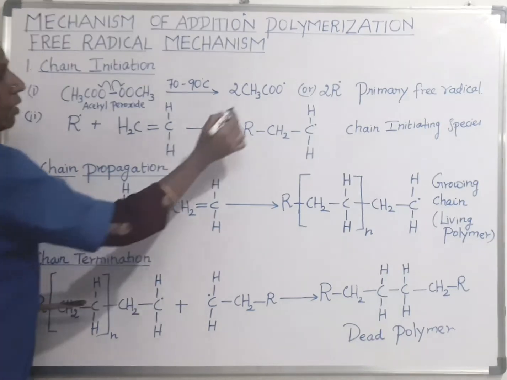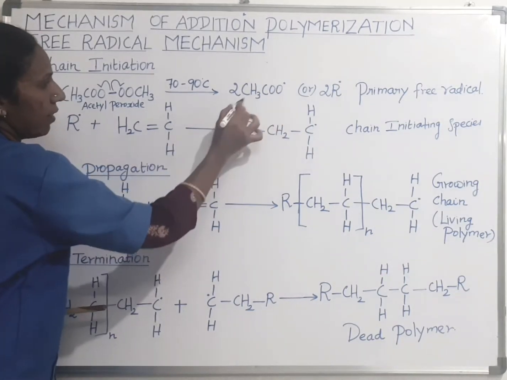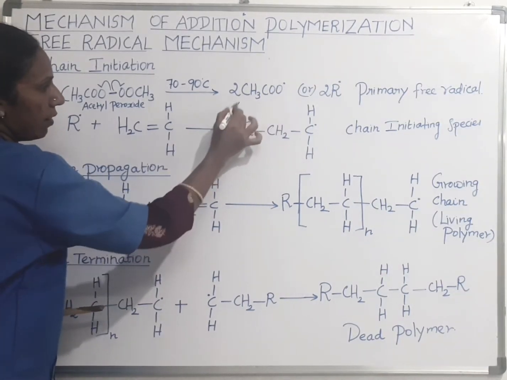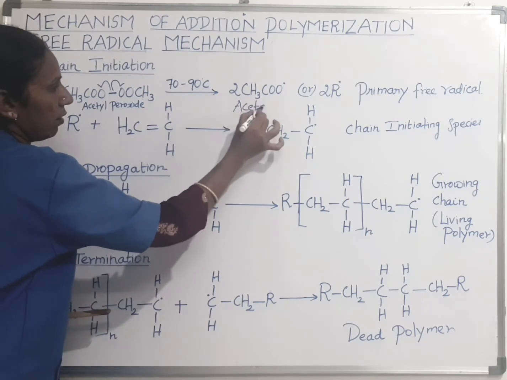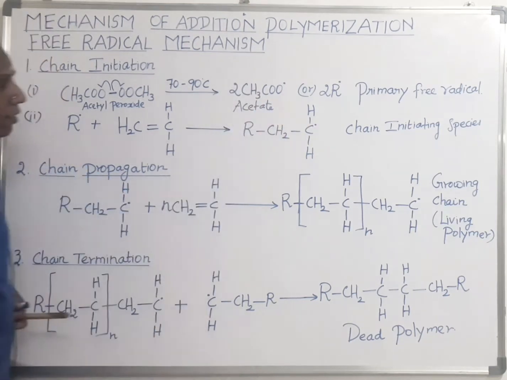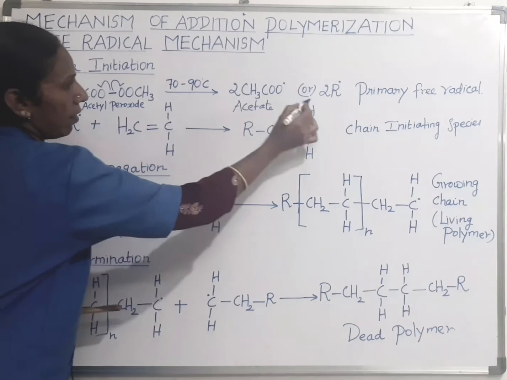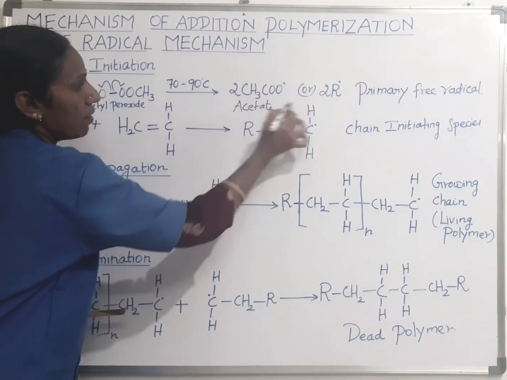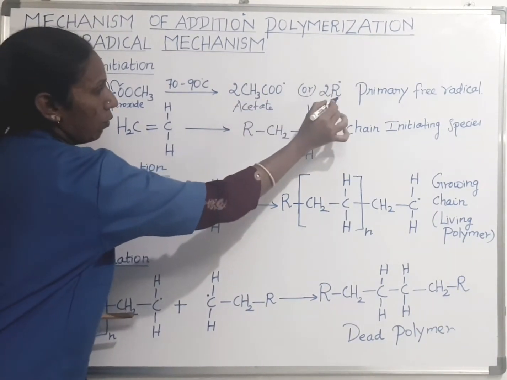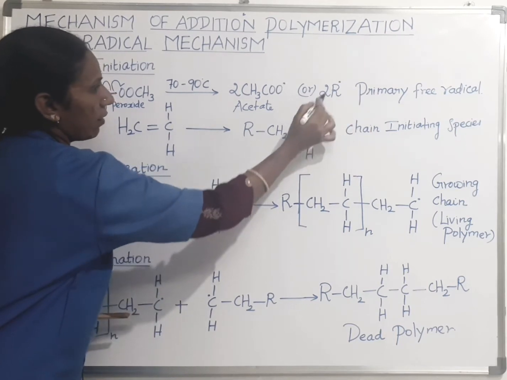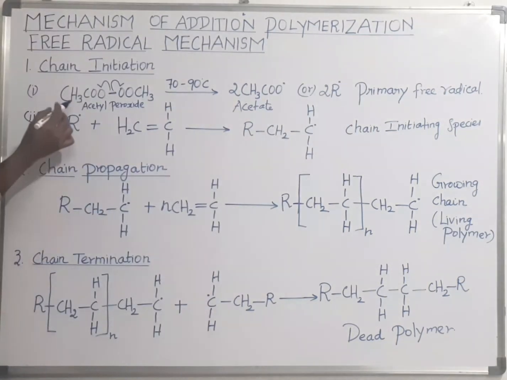So we get the acetate radical. This is acetate, CH3COO is acetate. This is acetate radical. So it is generally represented as R. This acetate group is generally represented as R. So we get the primary free radical. This is the first step.